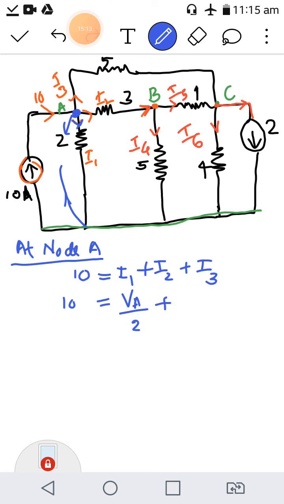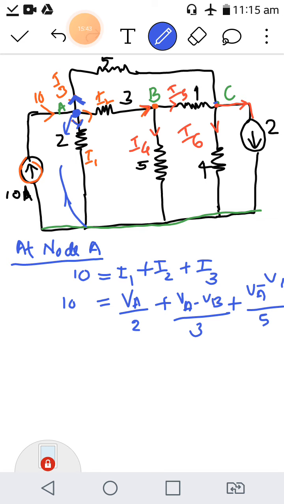And what is I2? I2 is the current flowing from A to B. So how will you find out I2? VA minus VB divided by resistance. That is that value, 3 ohm, plus. What is I3? I3 is the current flowing from A to C, this branch. Okay, so that will be VA minus VC divided by 5.